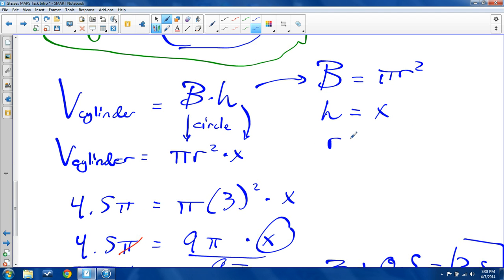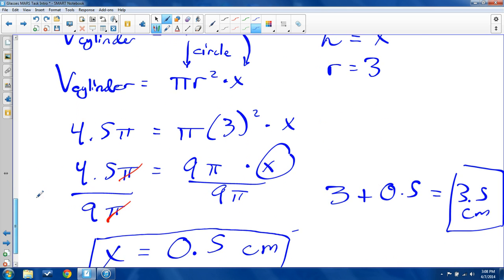Our r is 3; it's half of 6, right? Our x is the one we're trying to figure out, and the volume of this particular cylinder is 4.5 pi. Okay, so if the volume is 4.5 pi, what is the height when we have a radius of 3? Well, we take 3 and square it, we get 9. So we have 9 pi times x equals 4.5 pi.